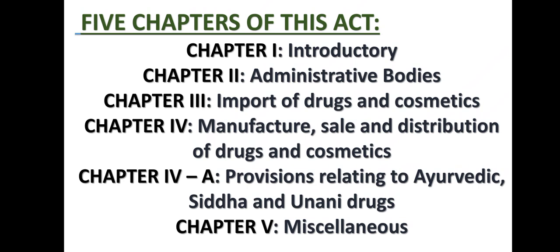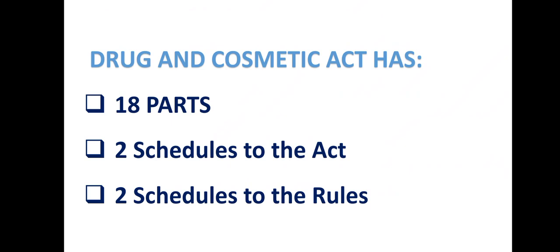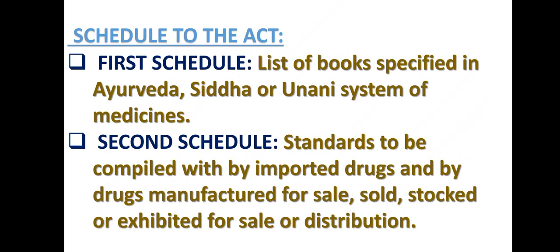Chapter number 4 deals with manufacture, sale and distribution of drugs and cosmetics. Chapter number 4A deals with provisions relating to Ayurvedic, Siddha and Unani drugs. Chapter number 5 deals with miscellaneous. The Drugs and Cosmetics Act has 18 parts, 2 schedules to the Act and 2 schedules to the rules.